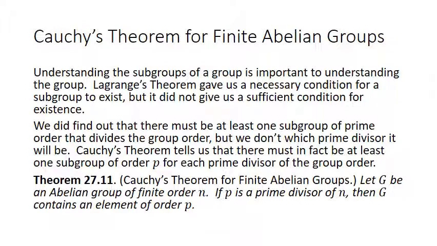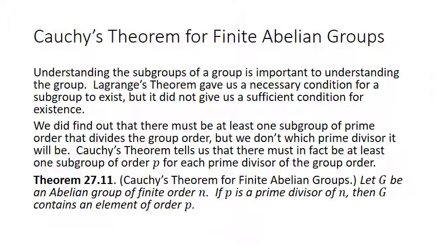We did find out one little thing as a corollary. We found out that there must be at least one subgroup of prime order that divides the group order, but we don't know which prime divisor that would be. So that wasn't really that helpful. But this Cauchy's theorem will actually tell us that there must in fact be at least one subgroup of order P for each prime divisor of the group order. But keep in mind that this is not for all groups, this is only for finite abelian groups. So it's a limited result, but it's pretty useful anyway.